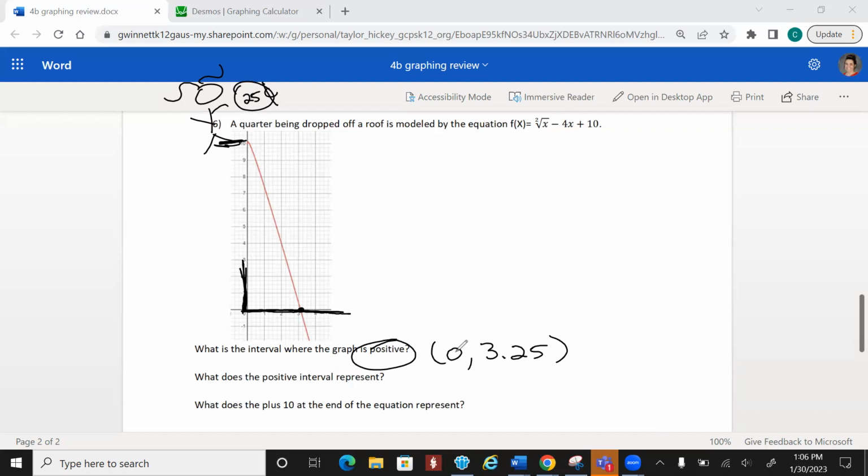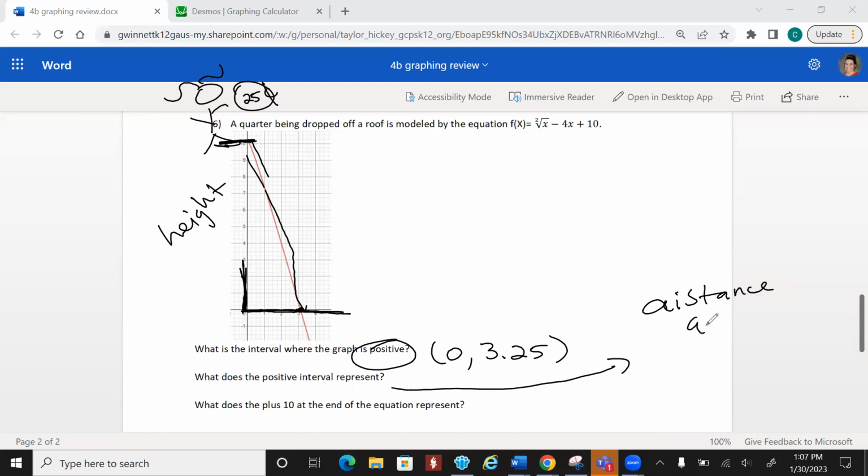So what does the positive interval represent? Okay, so this is the height. So it starts at 10 feet and then it's dropping down. Not the speed. What does this represent? Ground. Okay, tell me more. The distance away from the starting point, maybe? Okay, cool. Yay, go physics. Distance away from dropping point.